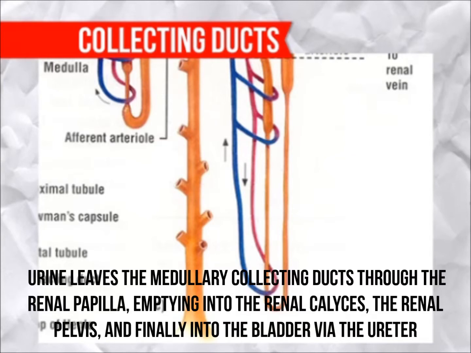Urine leaves the medullary collecting ducts through the renal papilla, emptying into the renal calyces, the renal pelvis, and finally into the bladder via the ureter.